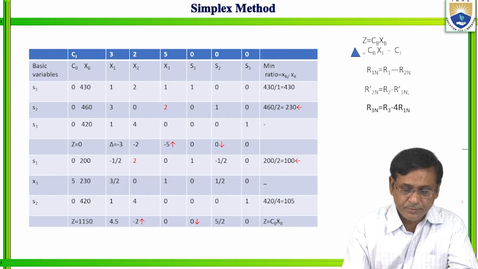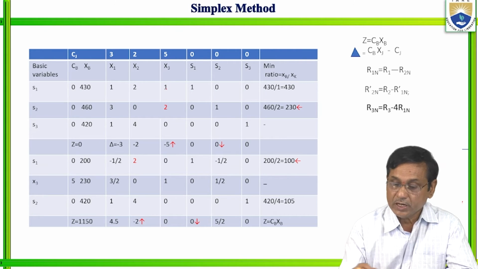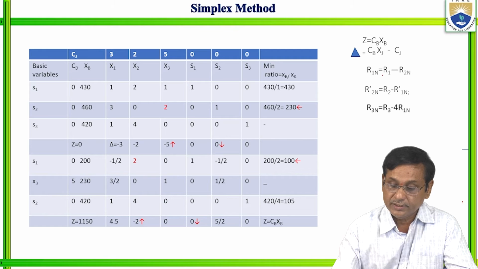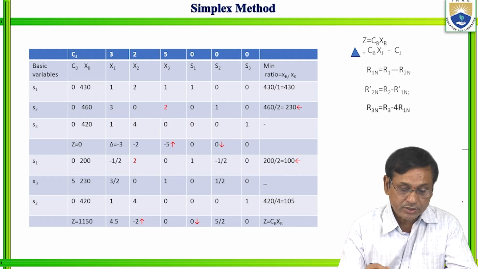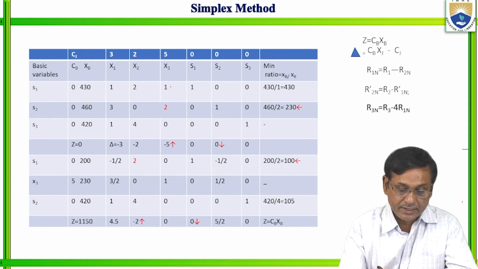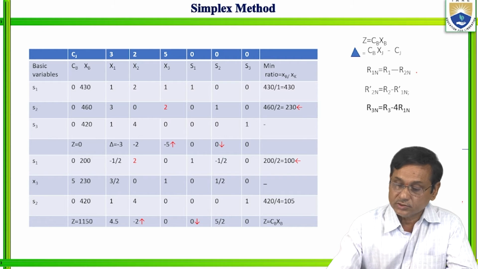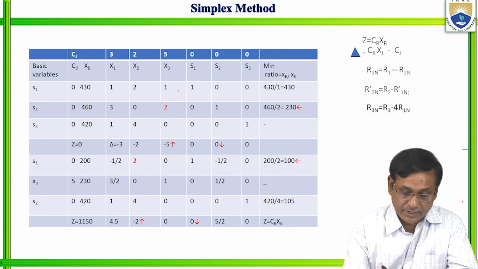Now we have to make all the elements in the key column zeros. First we have to make the first element 0. For that we do the operation R1 new, that is new R1 is equal to R1 minus R2. Here 1 is there, so we do R1 minus R2 new. That means the second row, where the value is 1. 1 minus 1 is 0.